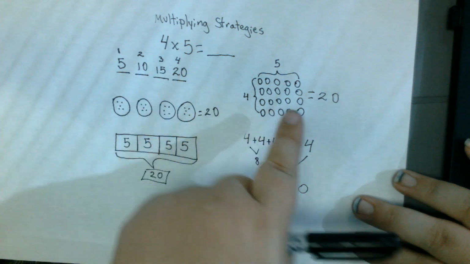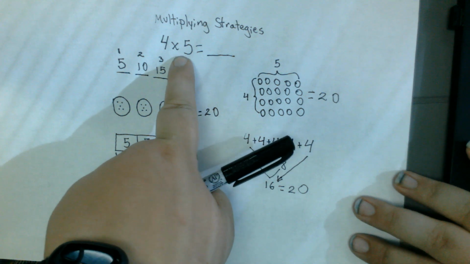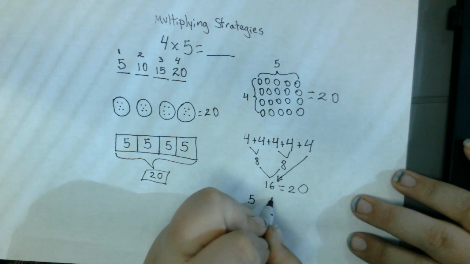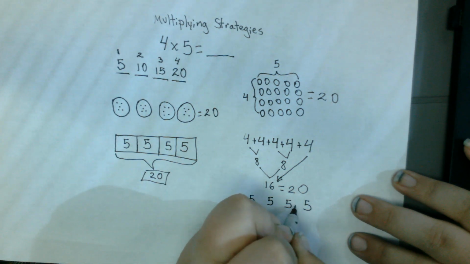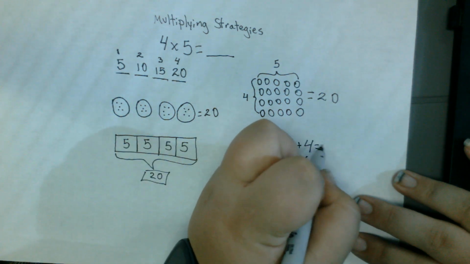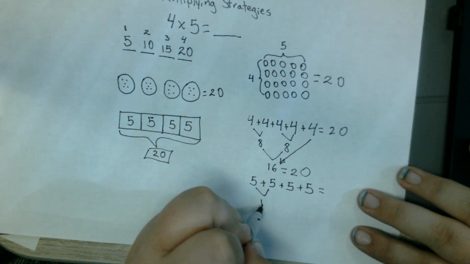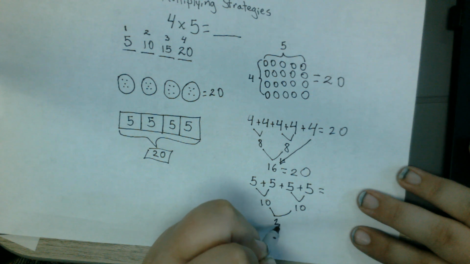Now, again, in the same way, since we've been doing 5s for most of this, they could also add 5 4 times. So that would be 1 5, 2 5s, 3 5s, 4 5s. Then add my addition symbols. And then same thing. I add it. 5 and 5 is 10. 5 and 5 is 10. And 10 and 10 is 20.